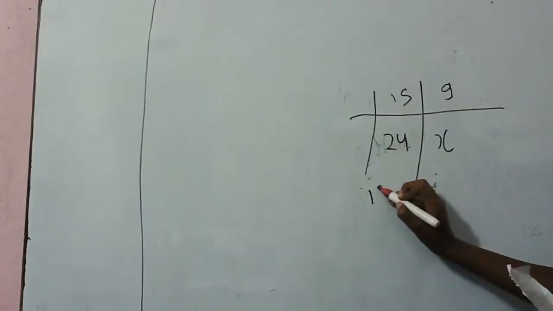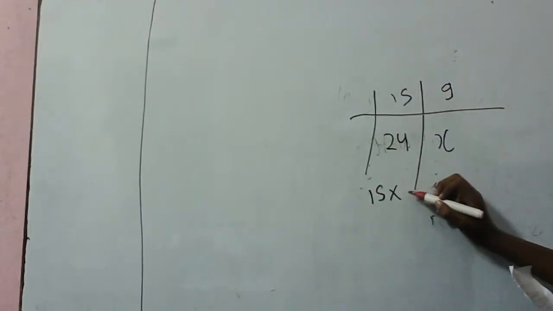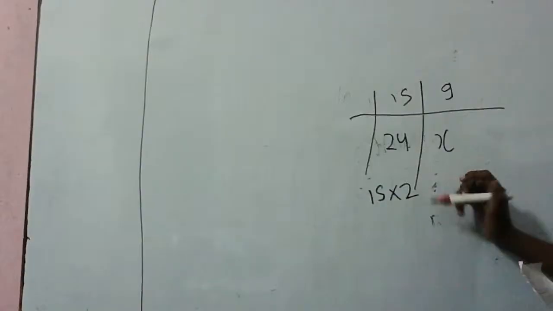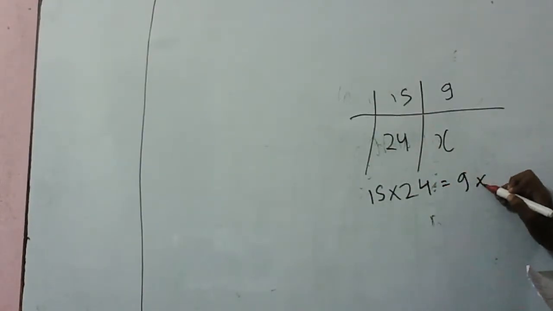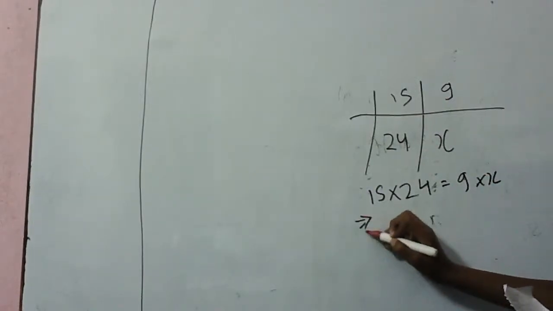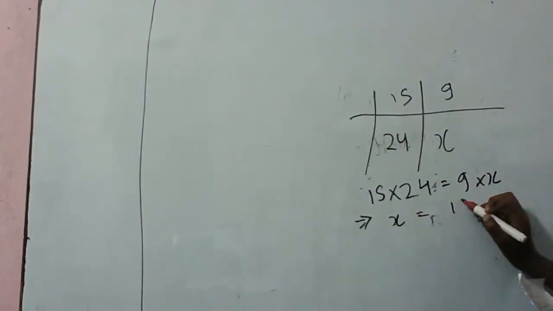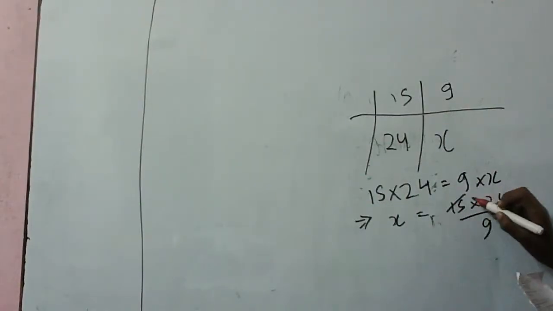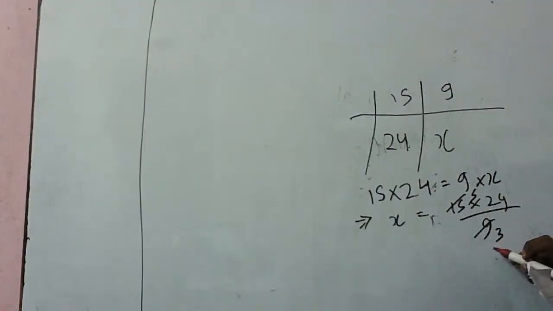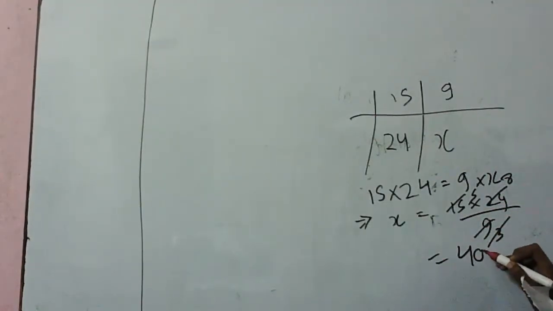This implies xy equals k constant. This implies 15 into 24 equals 9 into x. This implies x equals 15 into 24 by 9, 5 times 8 equals 40. Therefore, it will take 40 days. It is the correct answer.